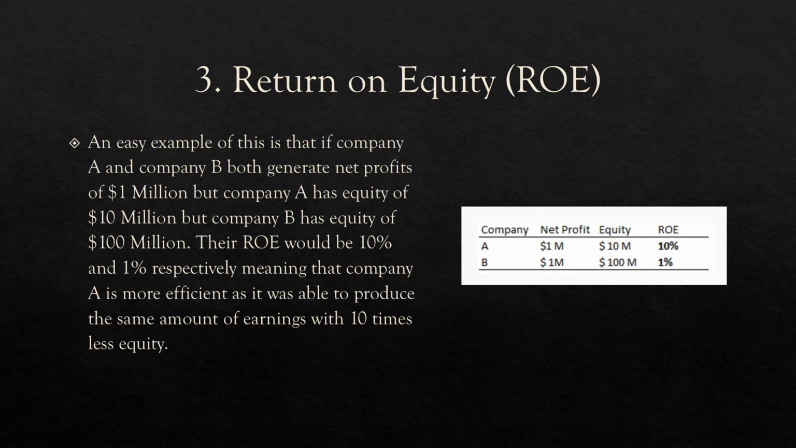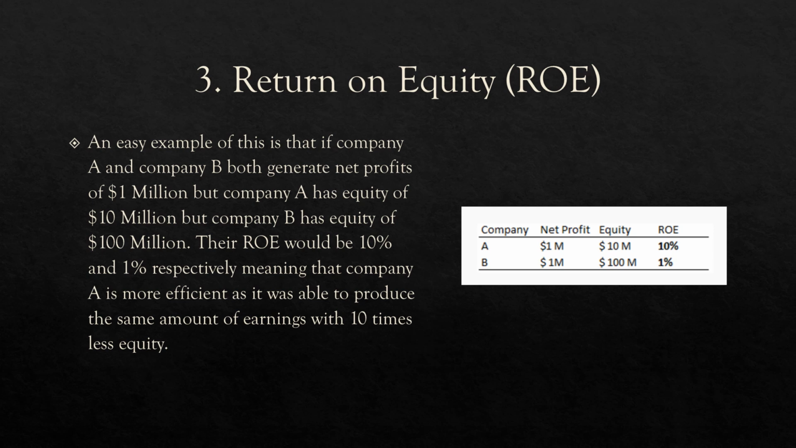Return on equity. An easy example of this is if company A and company B both generate net profits of $1 million, but company A has equity of $10 million and company B has equity of $100 million. Their ROE would be 10% and 1% respectively. A is more efficient as it's able to produce the same amount of earnings with 10% less equity. So two companies producing $1 million in earnings, this company has $100 million out there in investments and factories and stuff. Okay. And they're returning a 10% return on investment.